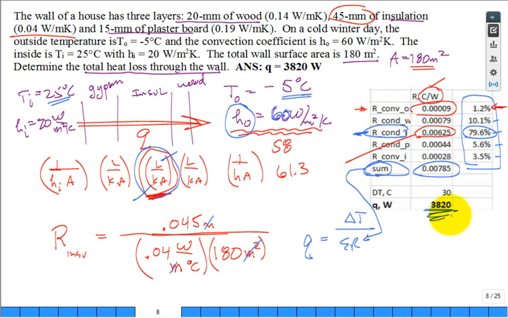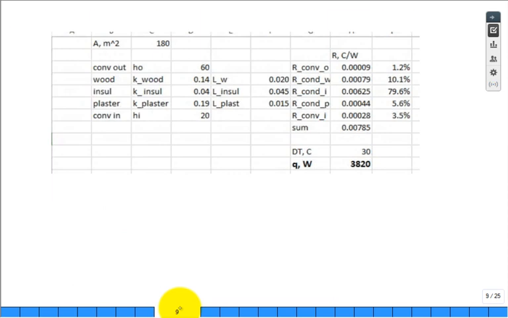I'm trying to just instill a little insight into the problem. So if I had a limited budget and I needed to really get a good answer for this problem, I would focus more attention where the majority of the resistance is. I would focus it on the insulation. All right, let's move forward. There's some more details. Let's move forward.